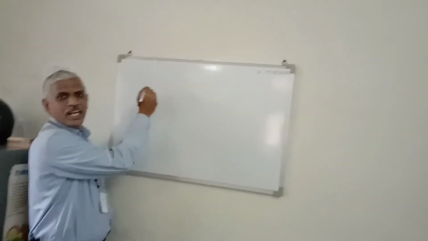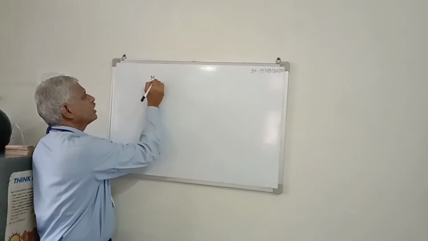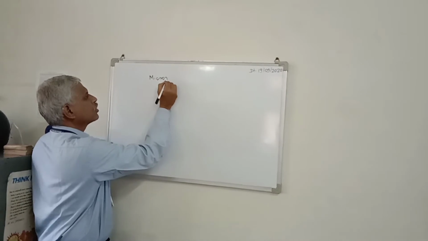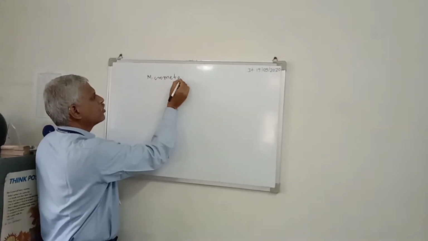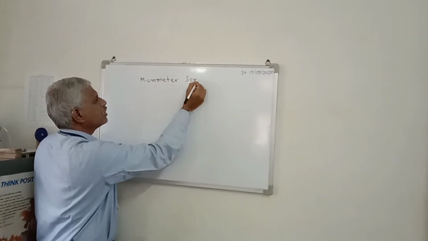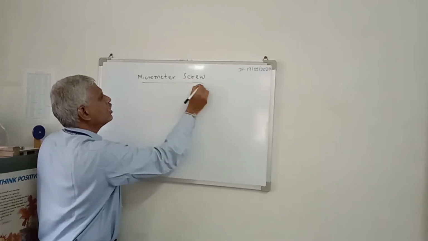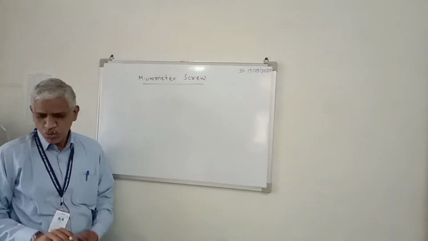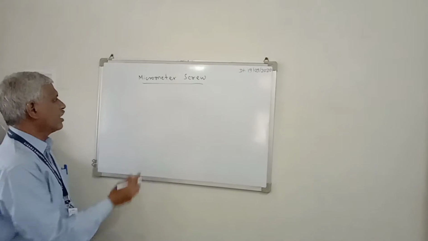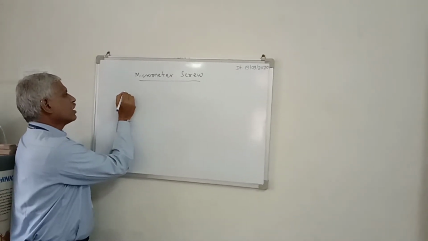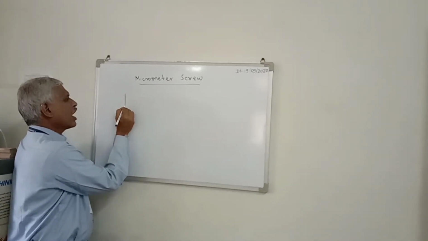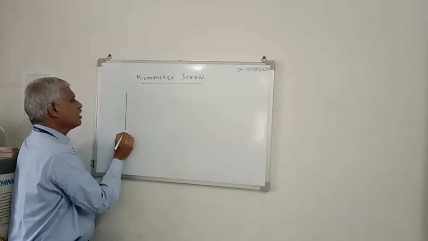Today we are going to discuss measurements using two scale instruments. One of the two scale instruments is the micrometer screw. The micrometer screw has two scales. The first scale is called the main scale.